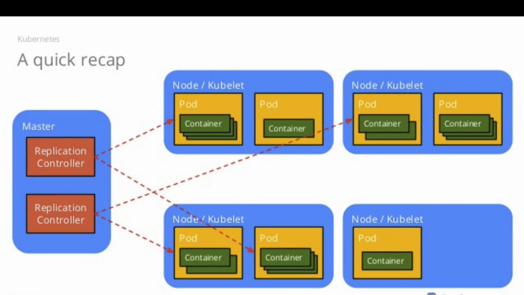The master also contains the service definitions, so for routing. But as you can see there, this is a cluster that has 4 nodes and a master. Each node is running a certain number of pods, and each pod has a couple of containers in it. So this is essentially a visualization of what a Kubernetes cluster would look like.